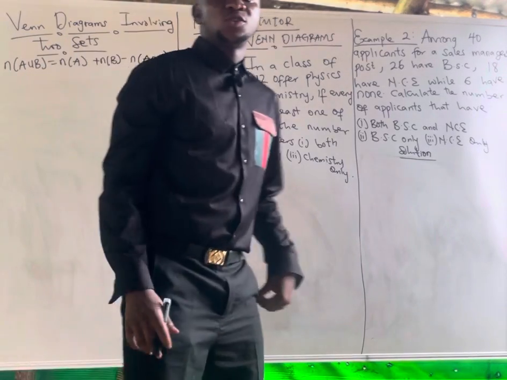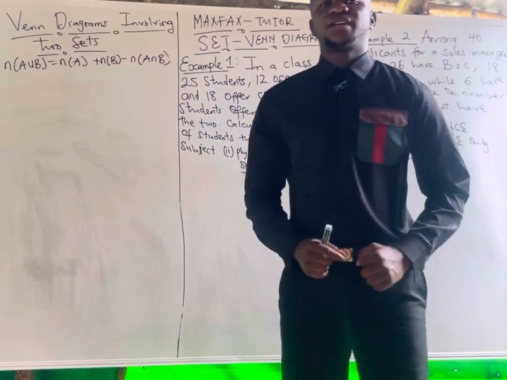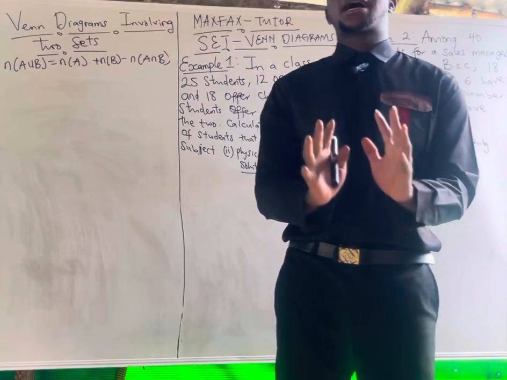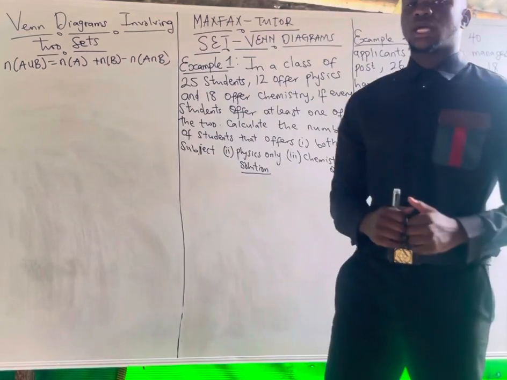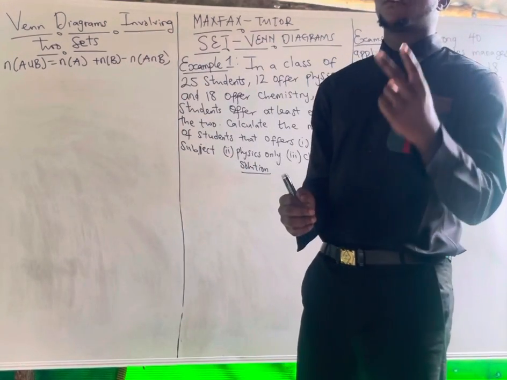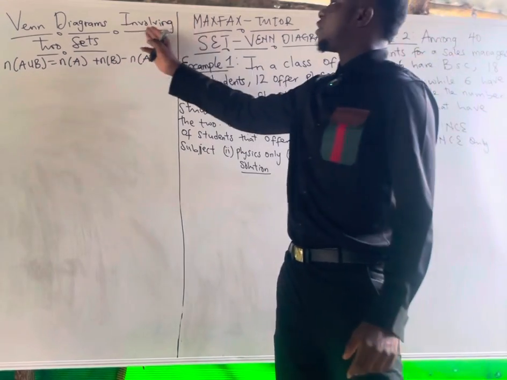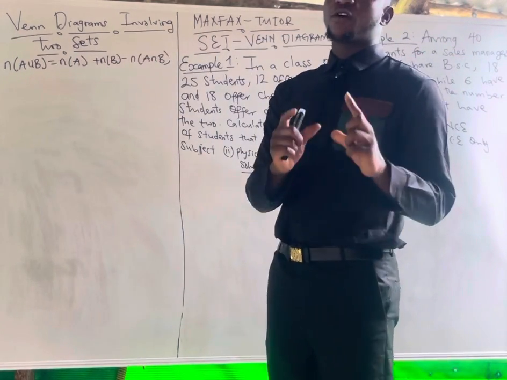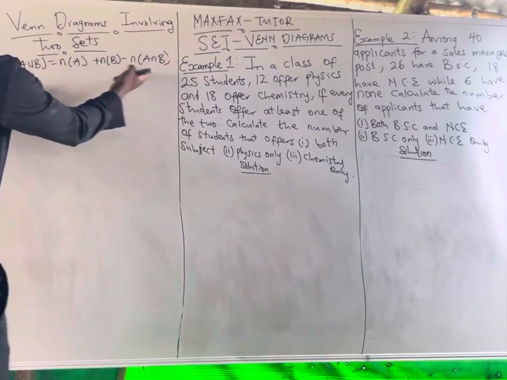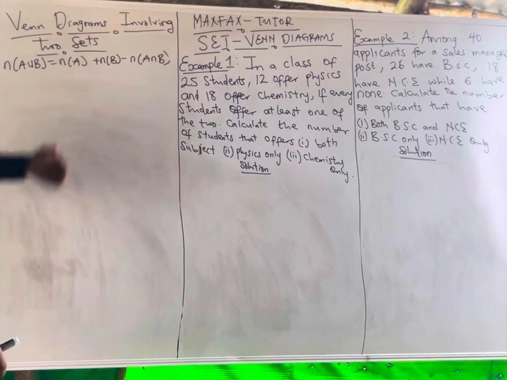Good day, guys. Today we are going to be talking about Venn diagrams. A Venn diagram simply means the diagrammatical representation of set theory. We can have a Venn diagram involving two sets, and we can also have one involving three sets. But in this particular video, we are going to be talking about Venn diagrams involving two sets. This is the general formula, the general equation, for a Venn diagram involving two sets.